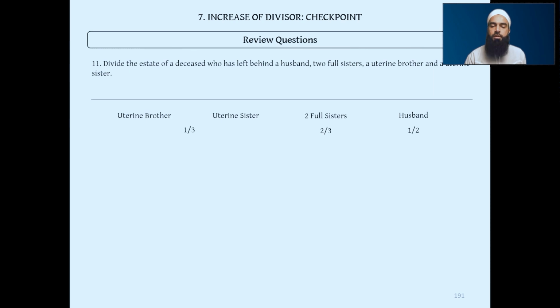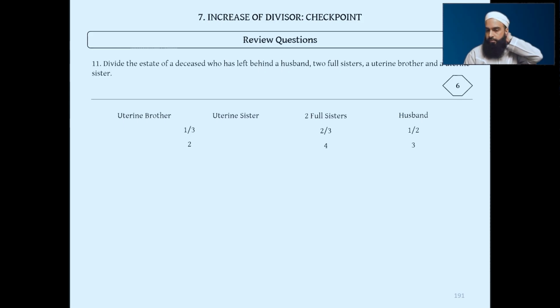So we see there is 1/3 and 2/3 from group 2, but there's also a half from group 1. So we use the 2 denominator of that half, multiply it by 3, which gives our divisor as 6. Husband gets half of the 6, which is 3. Two full sisters get 2/3 of that 6, which is 4. And the uterine siblings get 1/3 of that 6, which is 2.